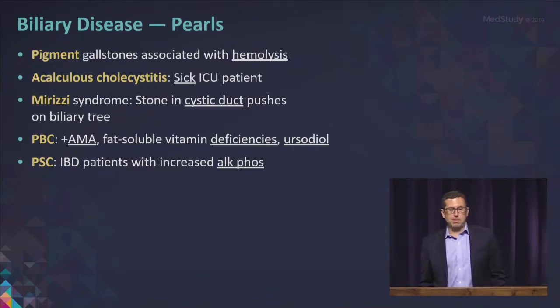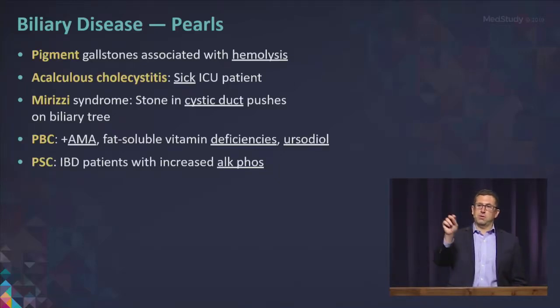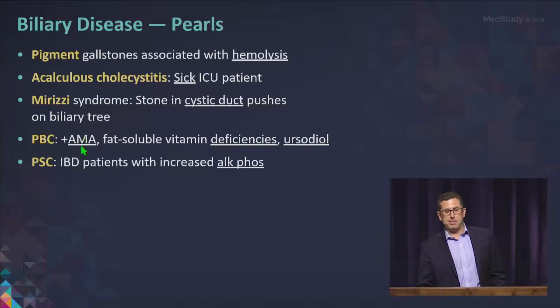So biliary disease pearls: pigment gallstones are associated with hemolysis. Acalculous cholecystitis: positive HIDA but no stones seen in a sick ICU patient. Mirizzi syndrome: remember, stone in the cystic duct pushing on the common bile duct but no stone actually in the common bile duct. PBC: positive antimitochondrial antibody, fat-soluble vitamin deficiencies, treat with ursodiol, which could decrease mortality and need for liver transplantation. PSC: IBD patients with increased alk phos.